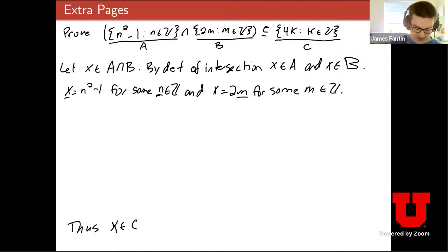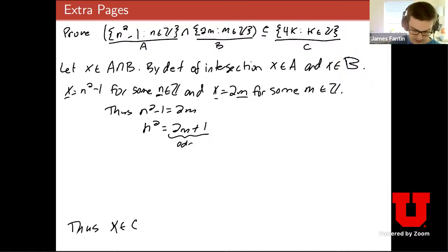So the idea is we have x equal to both of these things, so we know that they're equal. So we know that n squared minus 1 is equal to 2m, because they're both equal to x. And then if we add 1 to both sides here, we get n squared is equal to 2m plus 1. Hey, this looks like something we know. This is an odd integer. So we know now that n squared is an odd integer.